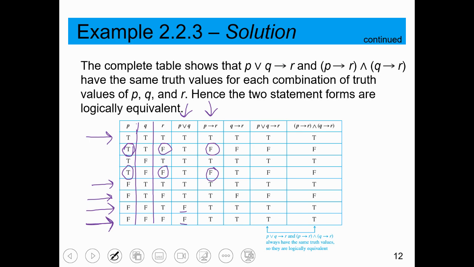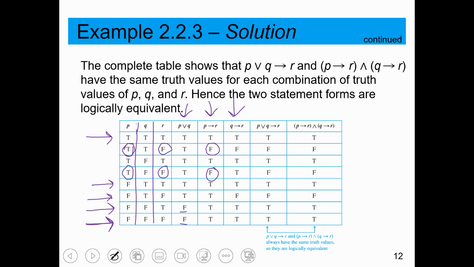All right, we do the same thing for Q implies R, only we're looking at the Q and R columns. Again, the only time Q implies R is false is when Q is true and R is false.